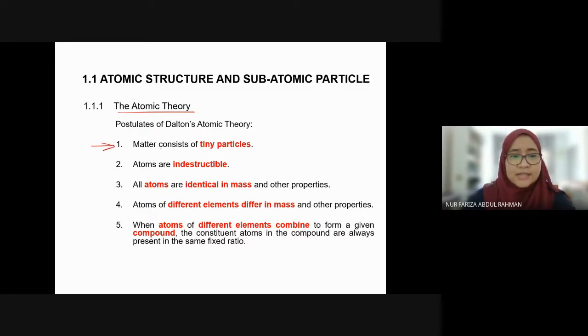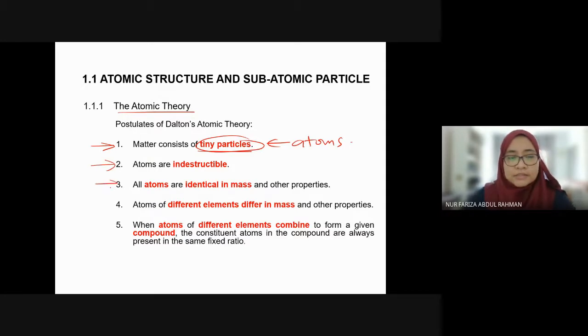Based on John Dalton's postulates, he stated that matter consists of tiny particles. These tiny particles are known as atoms. Secondly, atoms are indestructible. So an atom cannot be destroyed. It can be converted into, for example, a molecule, but again, it cannot be destroyed.